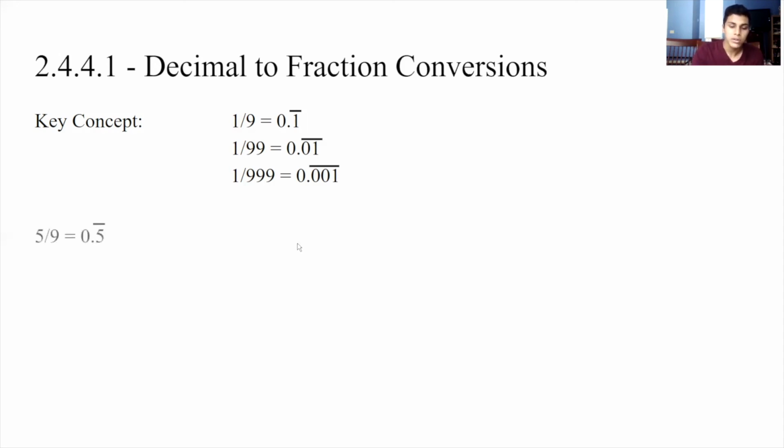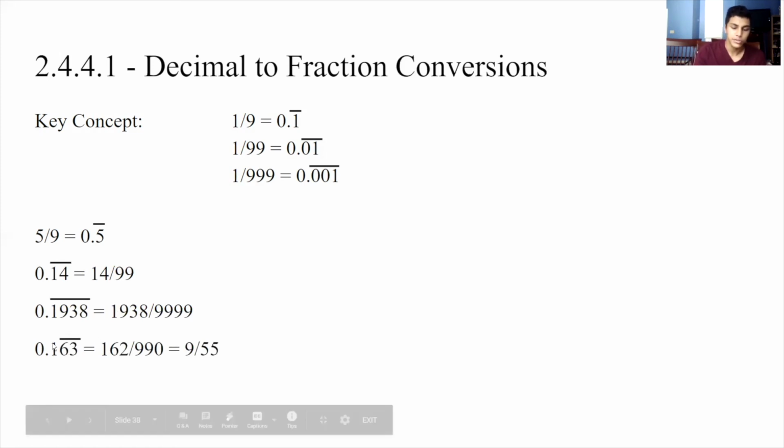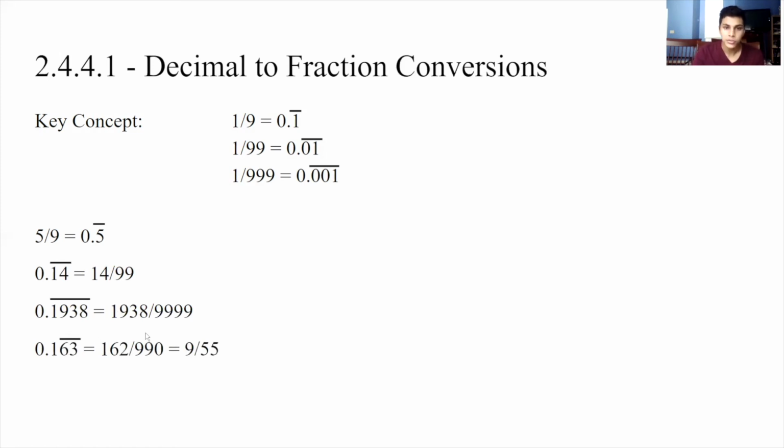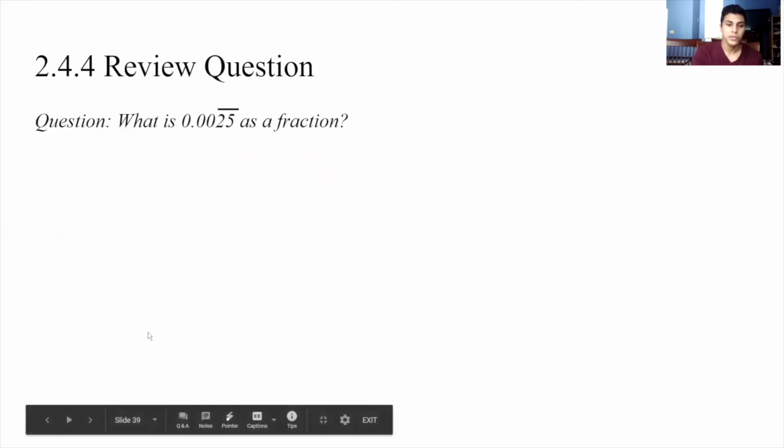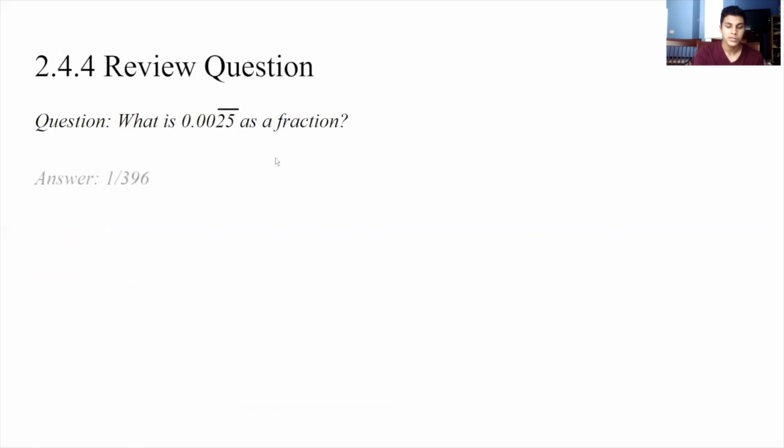And that only works when you have decimals like these ones, where you have the bar over all of them. And then we learned a new strategy for decimals where you don't have the bar over all the numbers, where what you have to do is get rid of the parts that aren't repeating and convert those into fractions separately. Then you have to move the decimal point over so all your decimals are repeating, convert that normally, and then add the fractions together, which was a really complicated subject, so it's okay if you had trouble understanding it, and I did my best to explain it. And then finally, we did a review question where we converted 0.0025 bar into a fraction, and we learned that was 1 over 396.